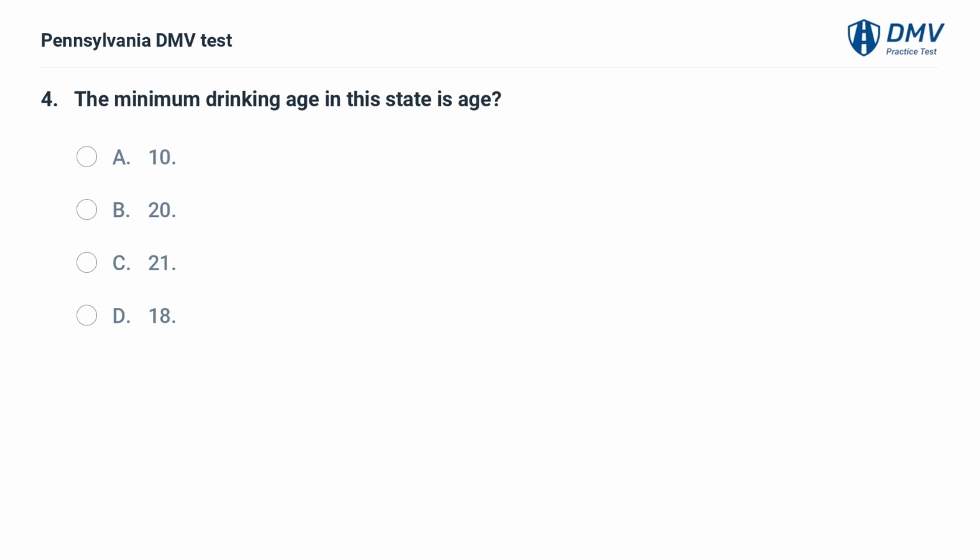The minimum drinking age in this state is age A. 10. B. 20. C. 21. D. 18. C. 21. The legal drinking age in Pennsylvania is 21.